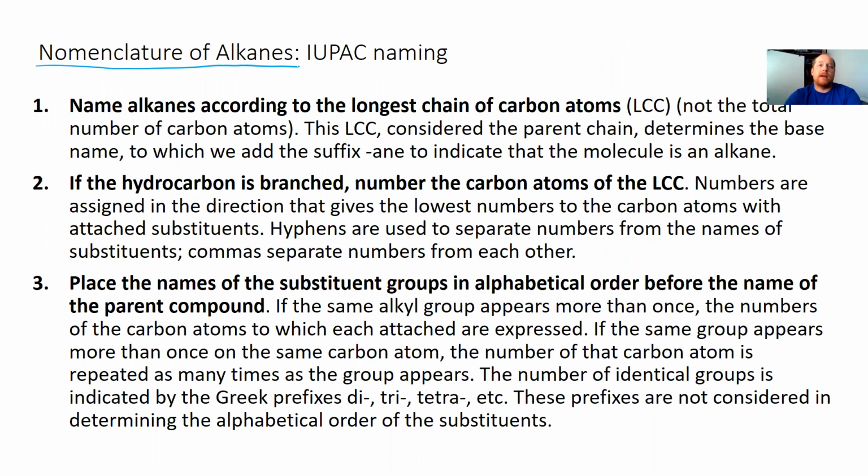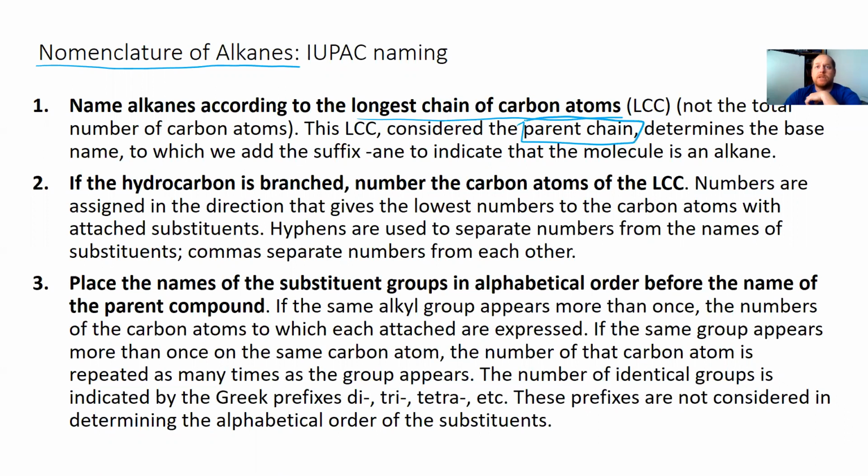So, nomenclature of alkanes. We're going to give names to these alkanes. This is the IUPAC naming system. The way we're going to do it, we're going to name the alkanes according to the longest carbon chain, the longest chain of carbon atoms. You can abbreviate it LCC so we don't have to write it down quite so much. The longest carbon chain is going to be considered what's called the parent chain.